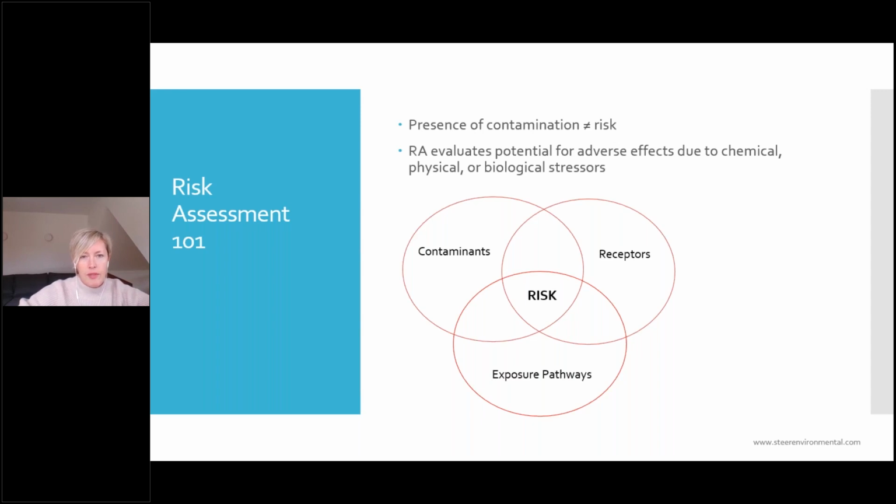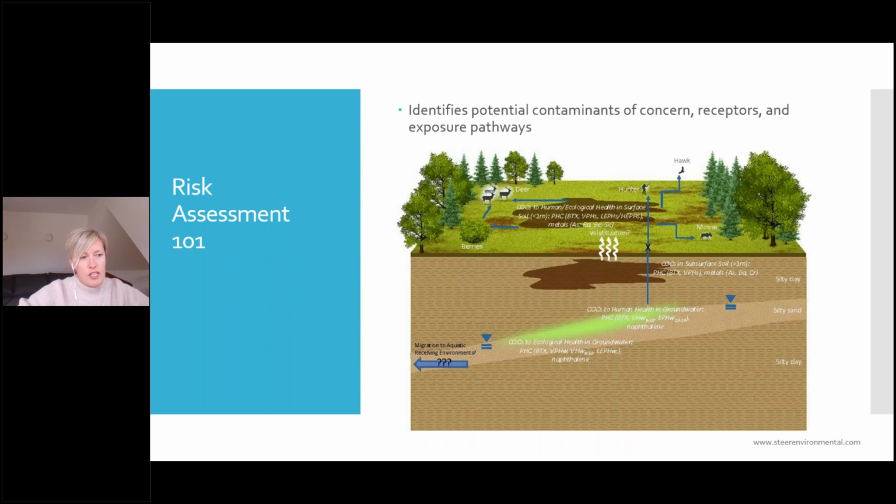So when we look at a contaminated site, the presence of contamination alone does not equal risk. Risk assessment evaluates the potential for adverse effects. This classic Venn diagram shows you what we need in order for there to be risk. There need to be contaminants present, receptors present, and then operable exposure pathways between those contaminants and those receptors. So in risk assessment, particularly in the problem formulation, the first stage, we identify the potential contaminants of concern specific to those receptors, as well as the receptors, and then we look at what are potential exposure pathways between the two.